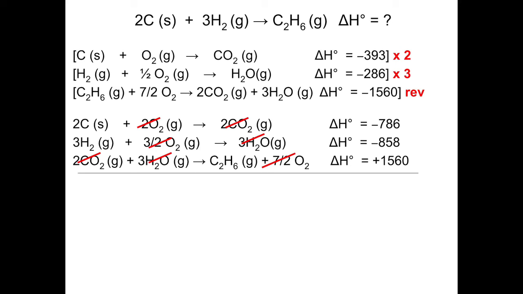The final equation will become 2 carbon plus 3 H2 produce C2H6, which is the same equation as the formation of ethane. By totaling up the delta H, negative 786 plus negative 858 plus 1560, we will get the delta H for the formation of ethane, which is negative 84 kJ per mole.